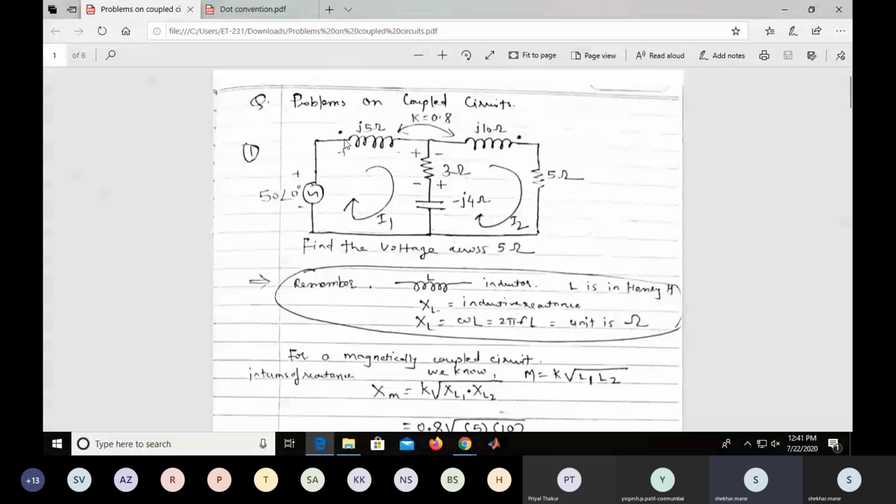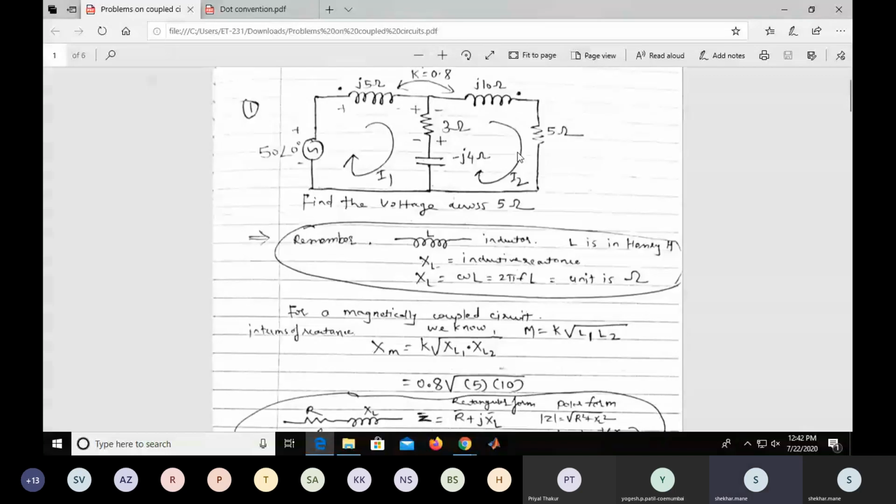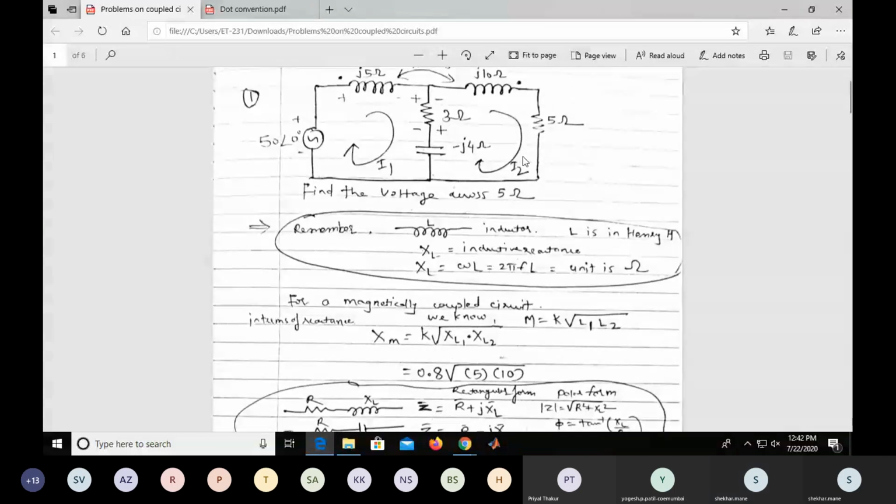Now you can see one dot is here and the other dot is here. Before going for this, first we have to find the value of the mutually inductive reactance, that is Xm.